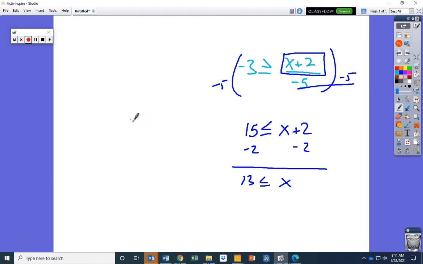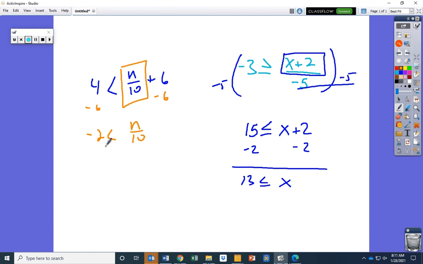Okay, what if I have something like this? 4 is less than n divided by 10 plus 6. What's going to be in the box on this one? N divided by 10. But in this one, I don't have to deal with that, do I? What do I need to deal with first? This. Luke, please wake up. Put your head up. Okay, I need to get rid of this 6. How do I get rid of this plus 6? Minus 6. So now I have negative 2 is less than n divided by 10. What am I going to multiply each side by? By 10. Okay, so 10 here, 10 here. Those cancel.